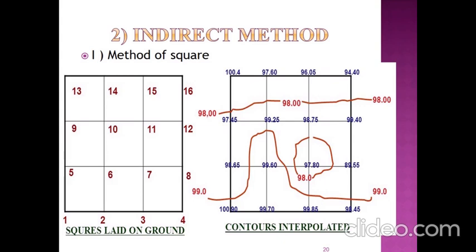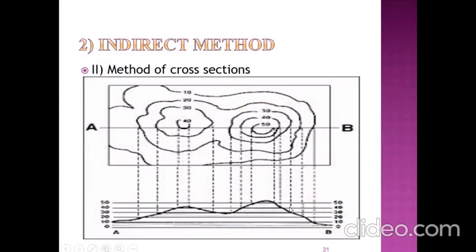So according to that we can plot the contour here. These are the corners. We will give numbering to the corners, and with the help of that we can calculate the reduced level at each corner, and with the help of this we can easily interpolate the contour line. So this is the first method, which is the method of squares.